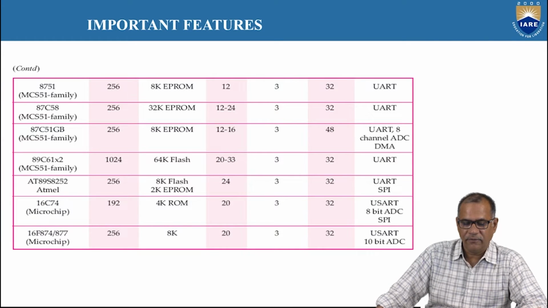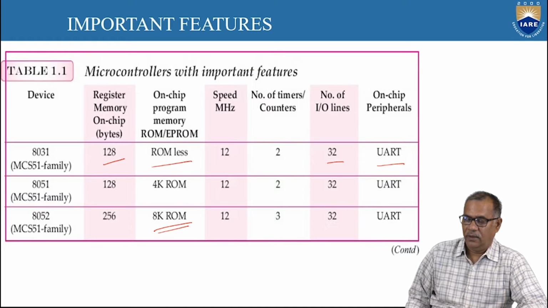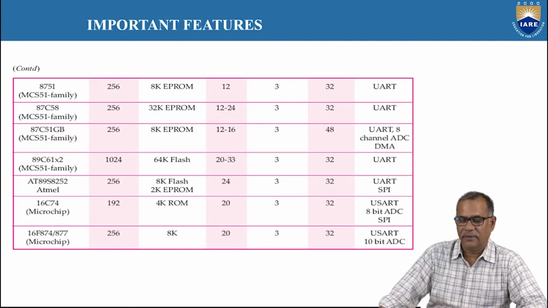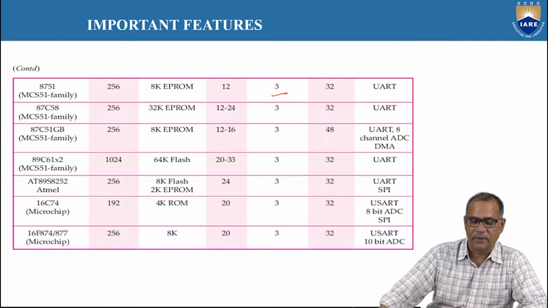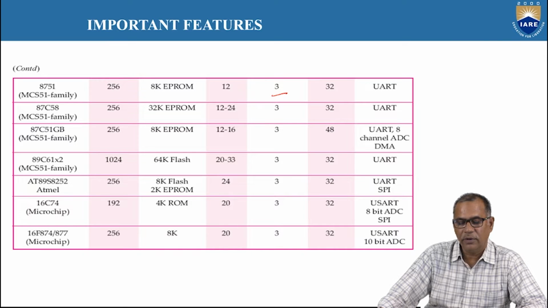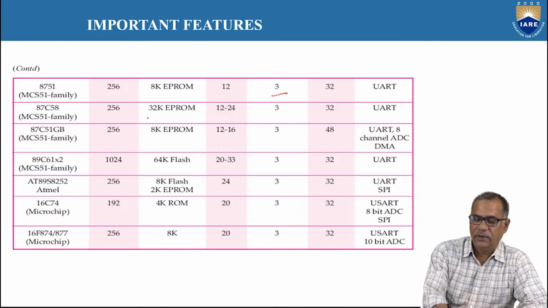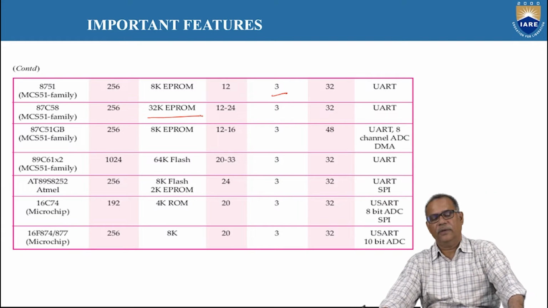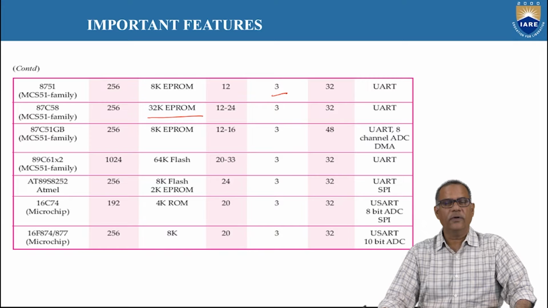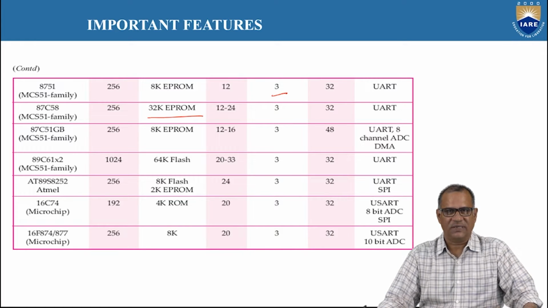Coming to the 8751 microcontroller, it has 256 bytes of internal RAM and 8 kilobytes of EEPROM, and other features are the same: 12 megahertz clock, 32 IO lines, and it has UART. The number of timers and counters is 3 here. In the next variant, the difference is that it has more EEPROM, that is 32 kilobytes of EEPROM, and it works with a higher clock frequency, 12 to 24 megahertz. So it is faster.